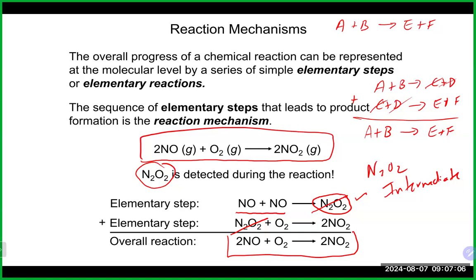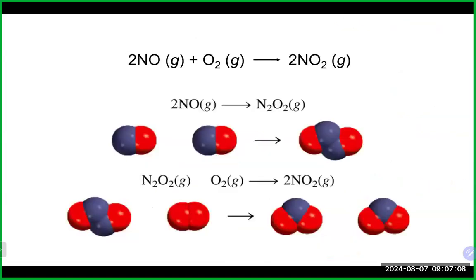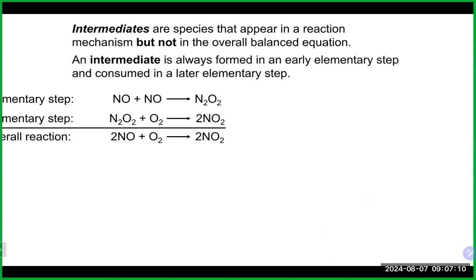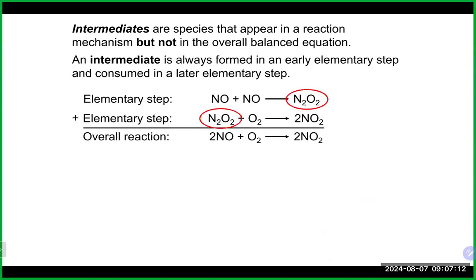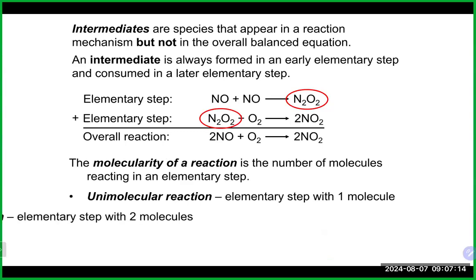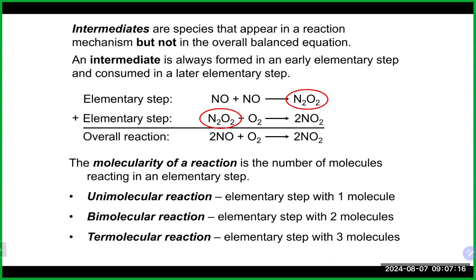Now, when we look at a reaction, as I mentioned before, we do have an intermediate. And the intermediate, again, has to be something that was made early on in the reaction, but did get completely used up by the time it was over. An intermediate cannot be found in the overall reaction when it's all said and done. It can only be found in the steps.